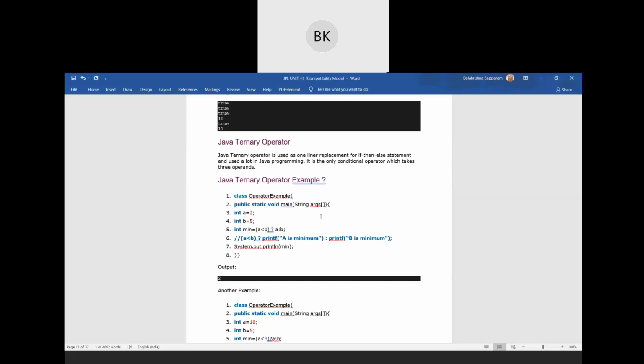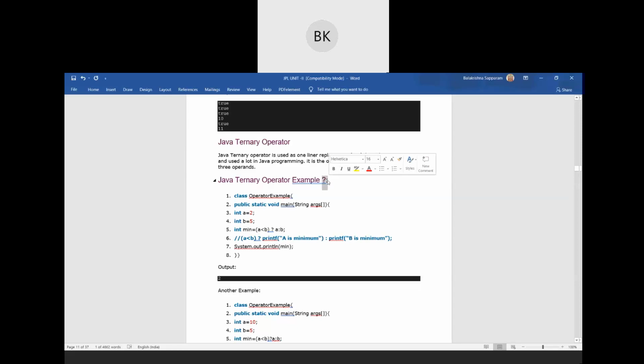In the ternary operator, you need three operands. Ternary means three. That means three operands are separated by two operators. What are the operators? Question mark and colon. These two do not appear one by one; the syntax of the ternary operator is different.